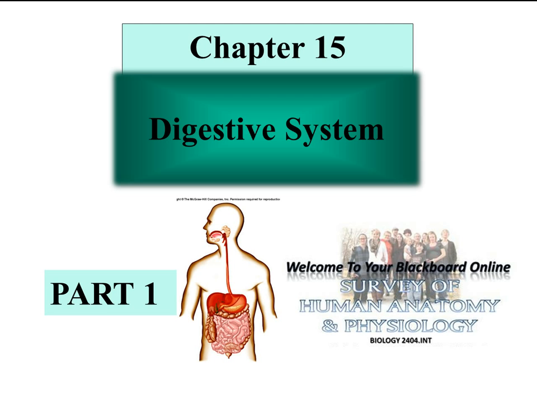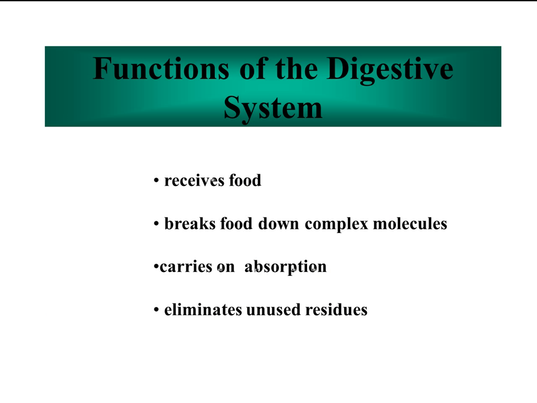Hello students, and welcome to 2404 Survey of Human Anatomy and Physiology, and we're looking at Chapter 15, the Digestive System, Part 1. Functions of the digestive system. It receives food. It breaks down food from complex molecules into simpler ones because our systems cannot handle the complex molecules, so they have to be broken down into simpler ones that our bodies can absorb. Carries on absorption, eliminates unused residues.